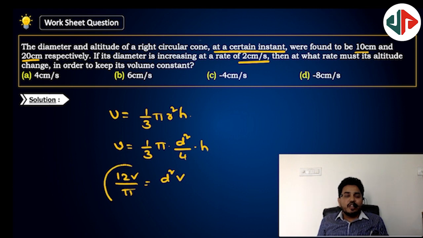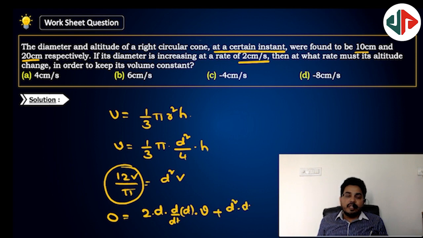This remains always constant. When you differentiate, this value will be equal to 0. So 2d into d by dt of d into v plus d square into dv by dt, right?